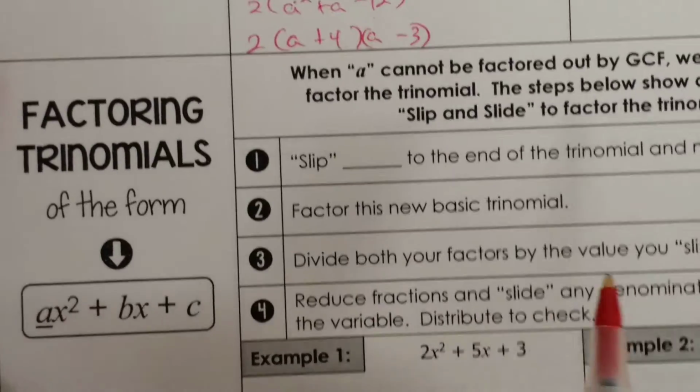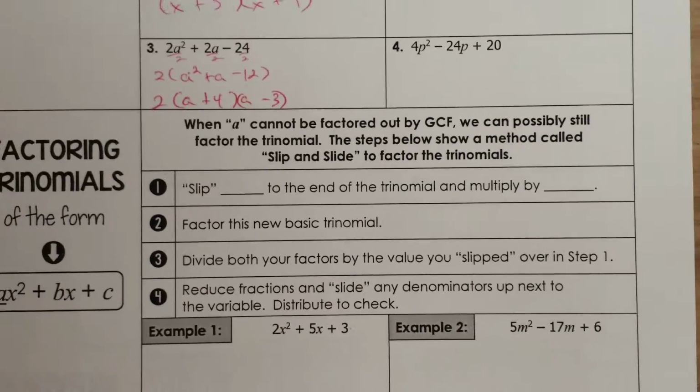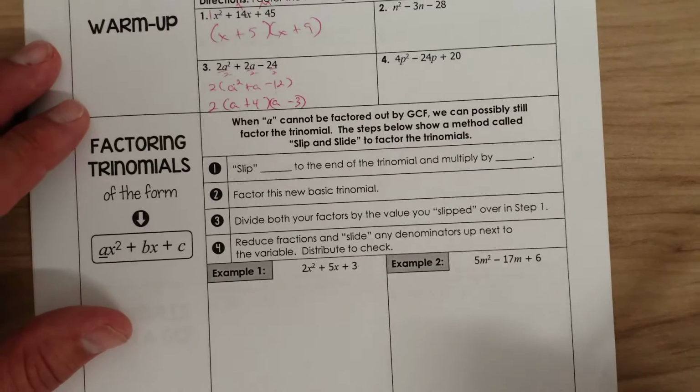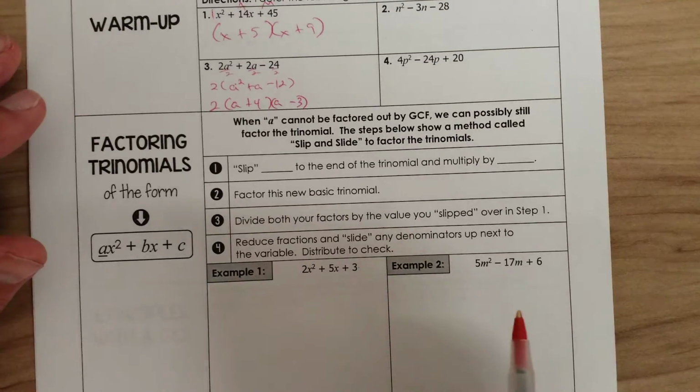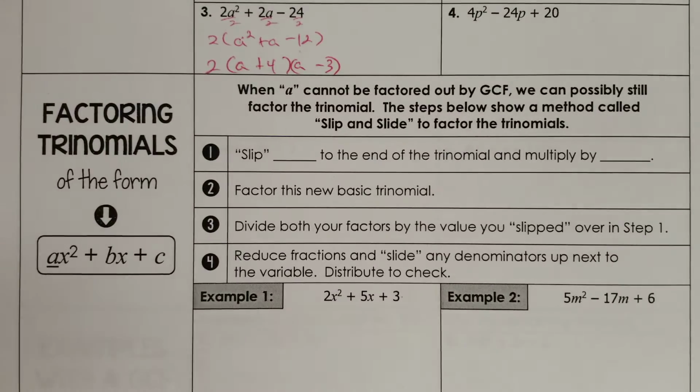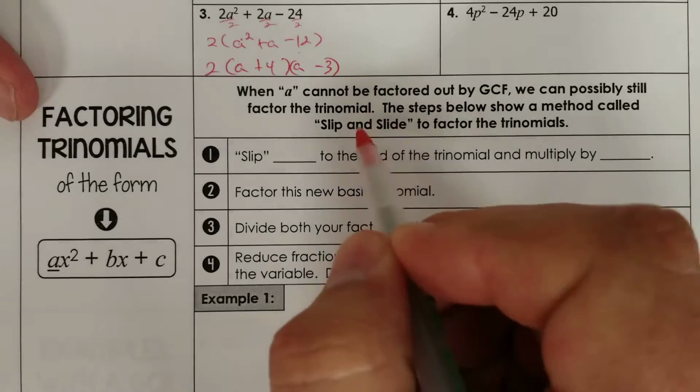But what if you have a number in front of x squared that's not a 1, your leading coefficient is not a 1, and you cannot factor a GCF out? Well, it's still possible that you can factor it, but it's going to take a few more steps. And we're going to use a new method called slip and slide.